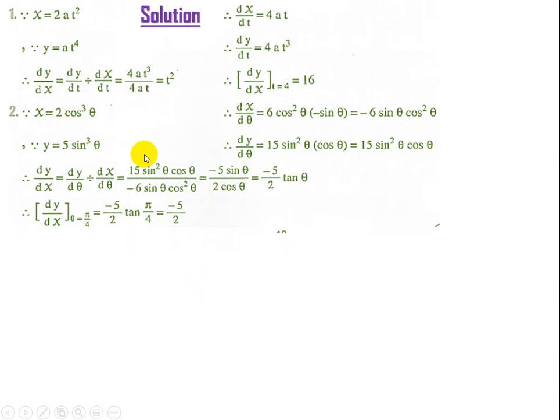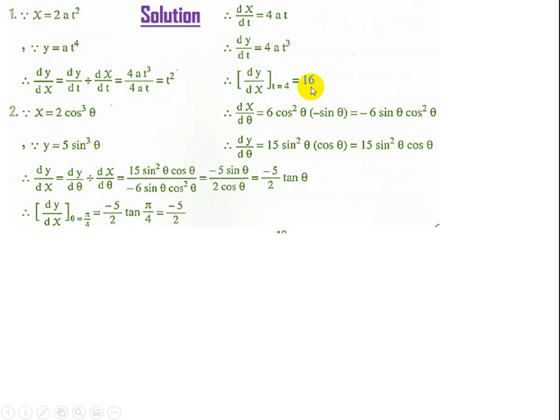So the first derivative, dx by dt, will be 4at. Here y equals at to the power 4, so the first derivative will be dy by dt equals 4at cubed. To have dy by dx, I will make dy by dt divided by dx by dt. So it will be 4at cubed over 4at, which equals t squared. And this expression when t equals 4 will be 4 squared, which means 60.